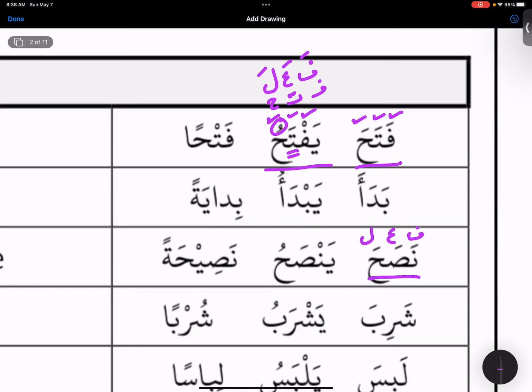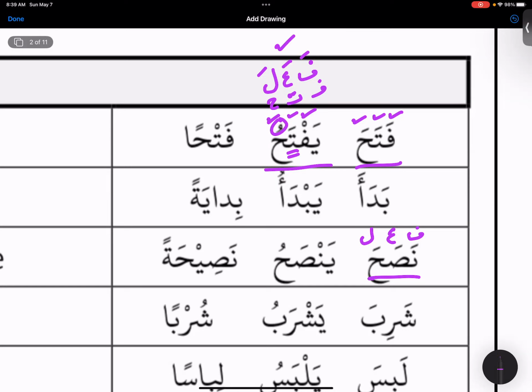So this is how we measure any verb, because soon you are going to learn many different kinds of patterns and how they work. We need to remember this fa, ain and lam kalima. Now you should be noticing that this fataha is becoming yaftahu. So no change is coming over here. Whatever change comes will be on the middle root letter only.